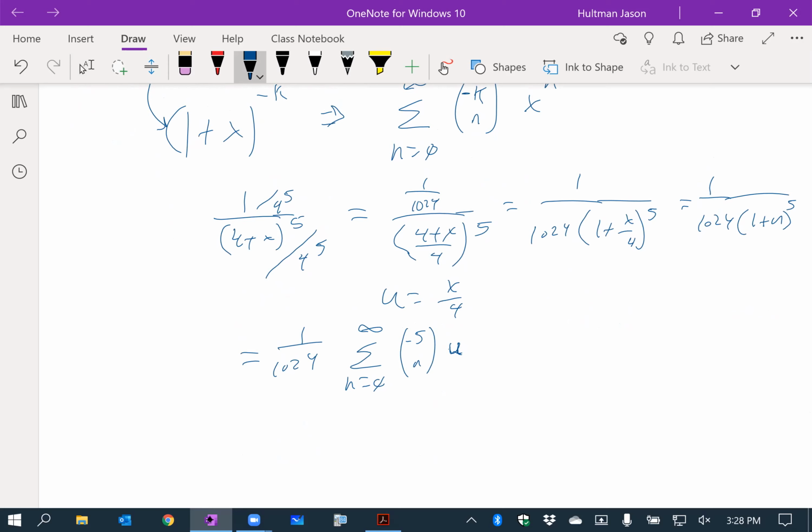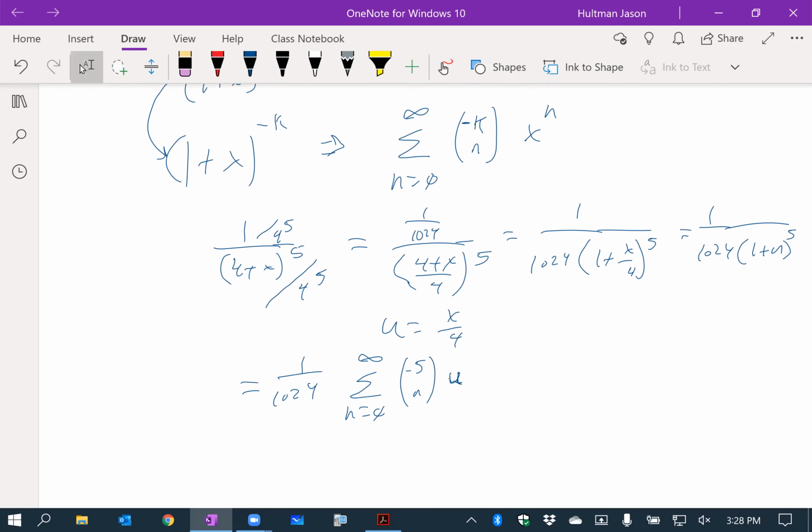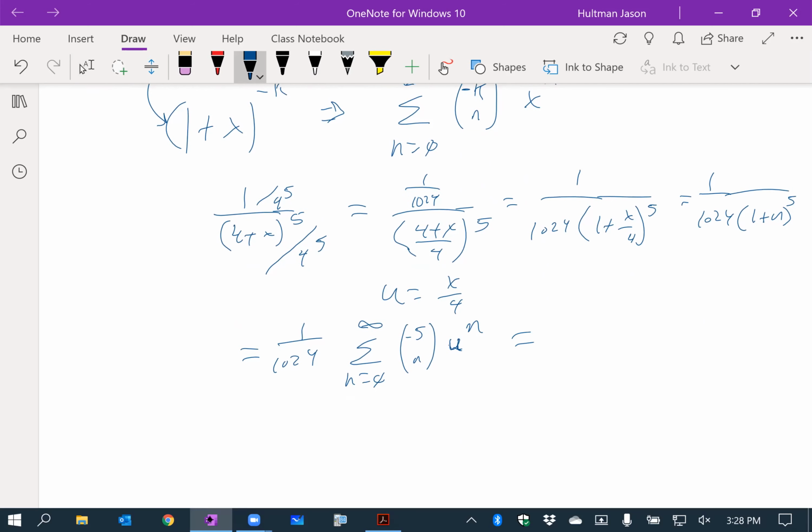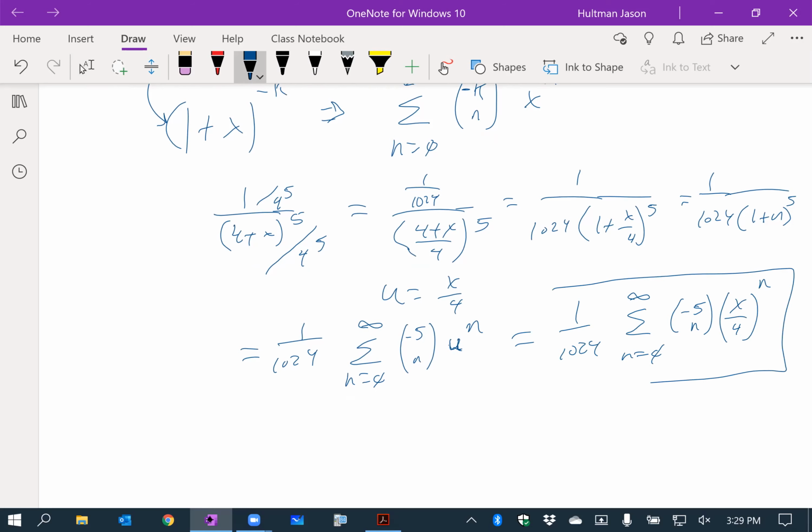And then what's u? This is going to be u to the nth power. But then what is u? Well, u was x over 4. So this is 1 over 1024 times the sum, n equals 0 to infinity, of negative 5 choose n, x over 4 to the nth power. Okay, so that's my final result.